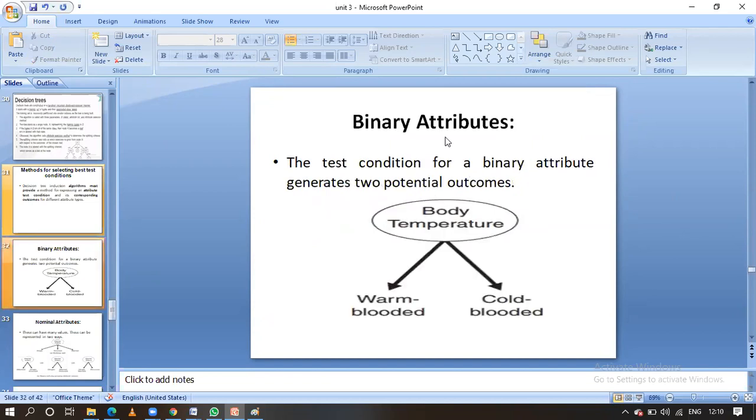Suppose, coming to binary attributes, we will have two branches, guys. For example, body temperature: they may be warm blooded or cold blooded. This is also a binary attribute and generates potential outputs, guys. In binary attributes they will have only two outputs, guys. For example, body temperature: warm blooded and cold blooded.